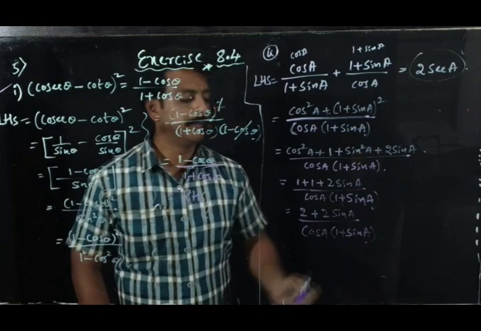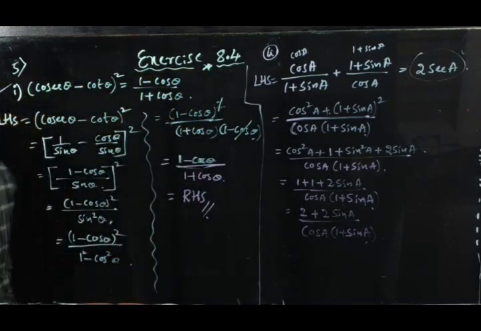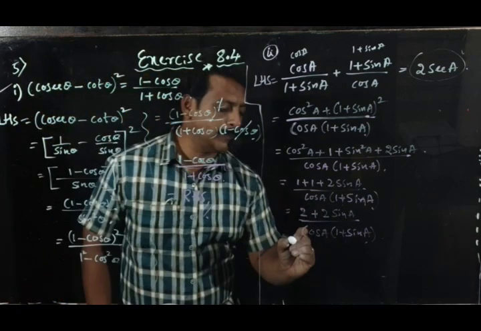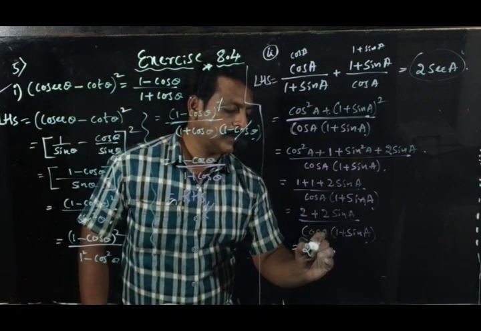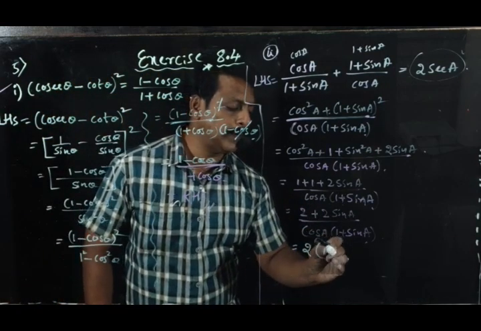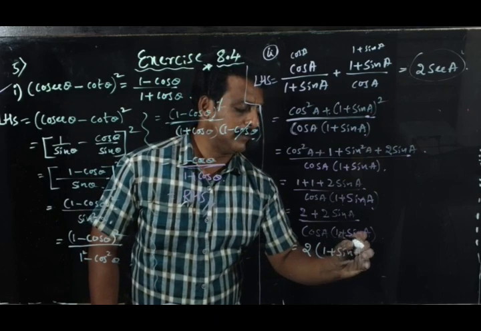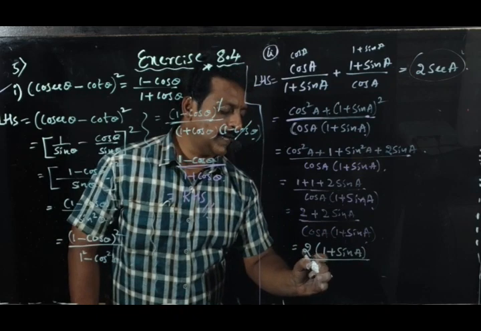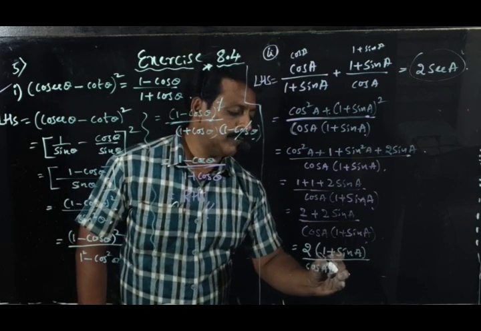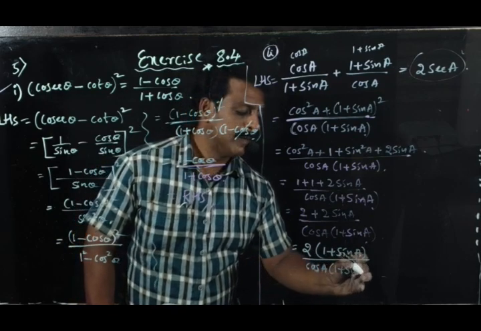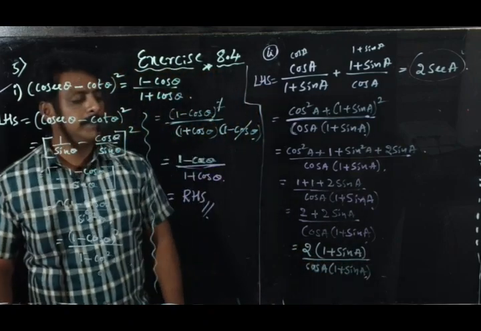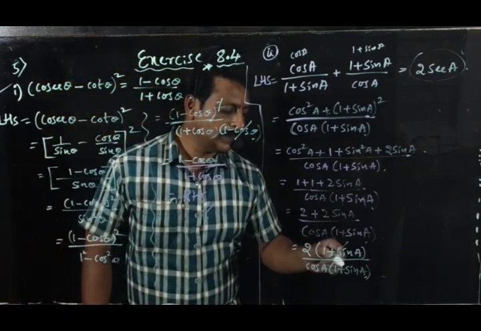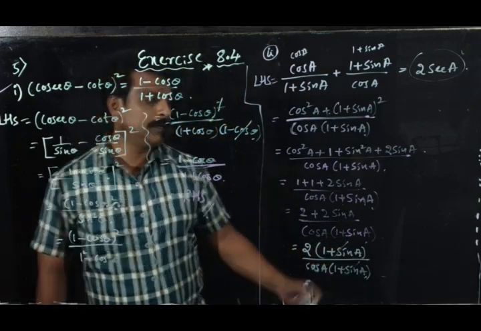Can I take something common from it? I want to take 2 as common in the numerator. If you take 2 as common, you will get 1 plus sin A inside the bracket, divided by cos A as it is, into bracket 1 plus sin A. Now all of you observe, 1 plus sin A and 1 plus sin A. Can we cancel? Definitely you can cancel.